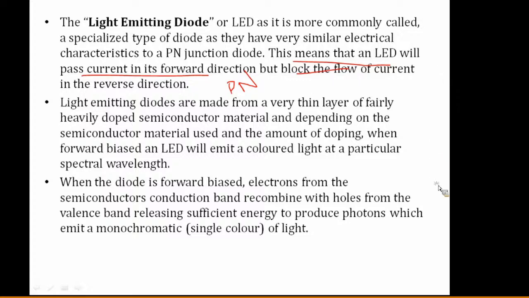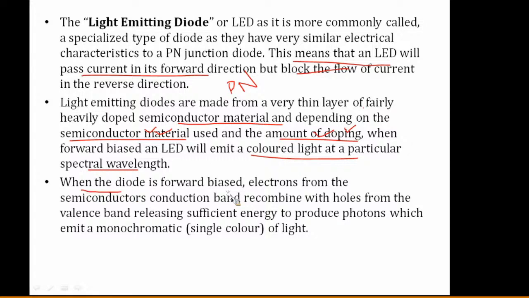Now which color does the LED emit? The color of the light depends mainly upon two things. The first is the type of material we are using, and the second is the amount of doping. It is the doping concentration and the type of material which will result in the color of light. That means whether it is red, green or blue, the color is decided by what type of material you choose to design an LED and how much doping you choose.